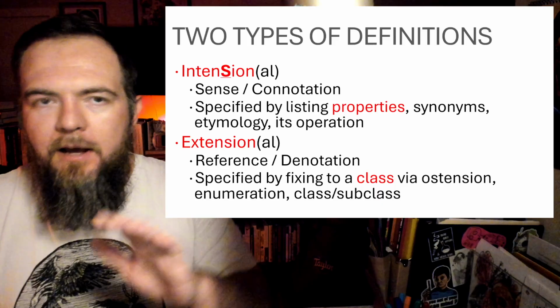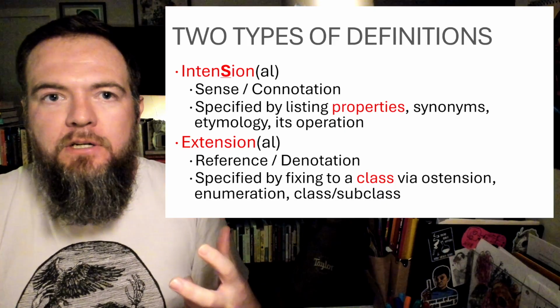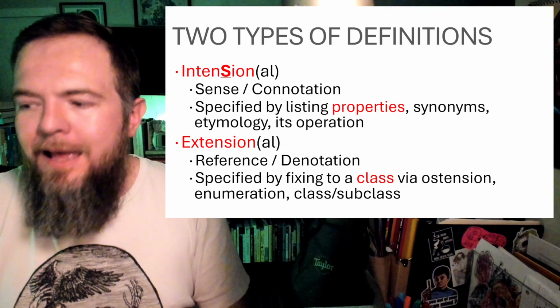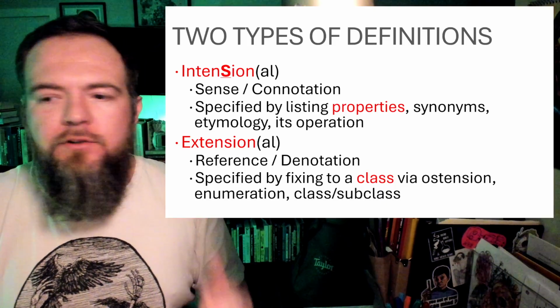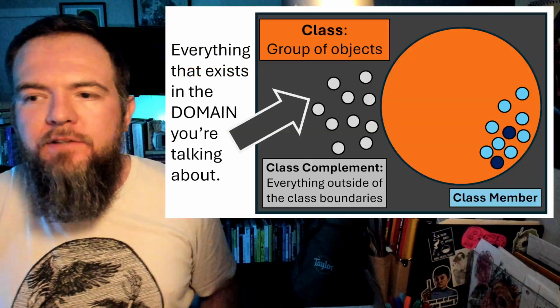Okay. Now I'm going to go forward, but I just want to repeat really quickly. Intension is about the sense or the connotation. You're talking about the properties of a term. Extension is about the reference or the denotation. You're talking about the objects or the class of the things that are pointed out.